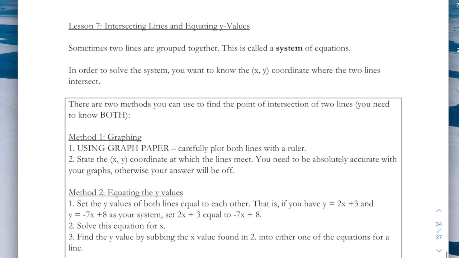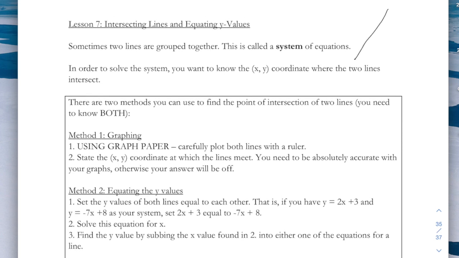Last time we talked about parallel lines, and parallel lines never meet. The reason parallel lines never meet is because they have the same slope. In this lesson, we are going to be talking about lines that have different slopes. And what that means is somewhere along the line, pun intended, they are going to meet. They're going to intersect. So that's what we're going to be talking about in today's lesson.